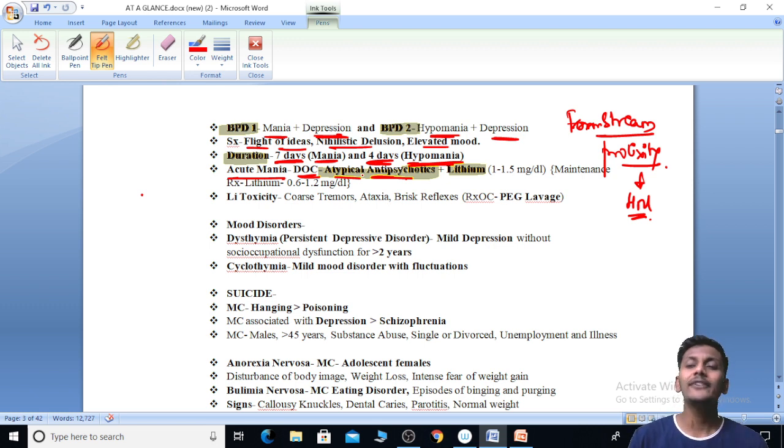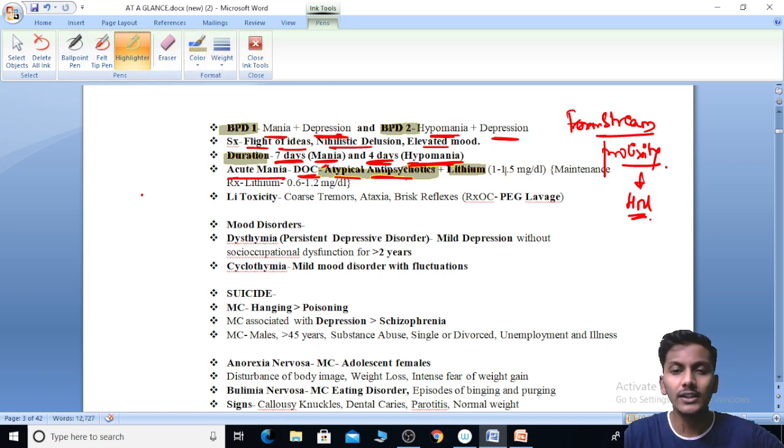Therefore, why do we want to pose a threat to the patient's life with this? Therefore, we prefer atypical antipsychotics along with lithium, right? And what is the therapeutic dose of lithium? The question has been repeated twice. Please remember, the therapeutic dose of lithium is 1 to 1.5 milligram per deciliter.